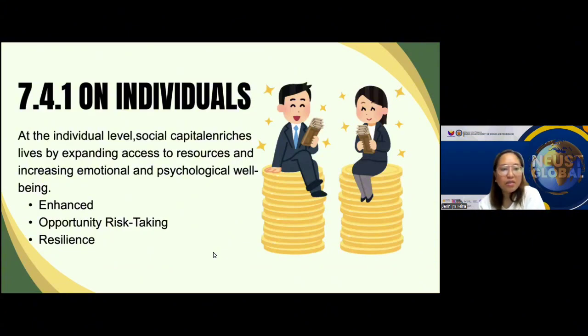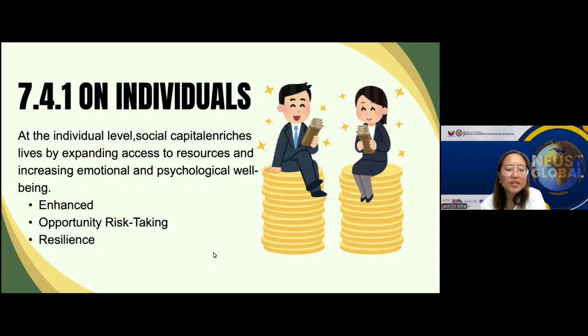Risk taking is another. Trust in supportive networks gives people confidence to try new ideas or ventures. Example, as an entrepreneur starting a business, knowing your neighbors and family will support or buy from you is very important. So another is resilience. Social networks provide help and encouragement during crisis, making it easier to recover.